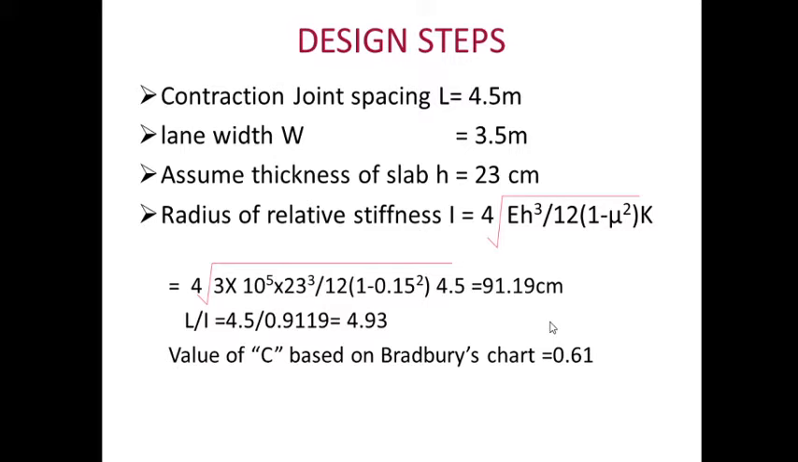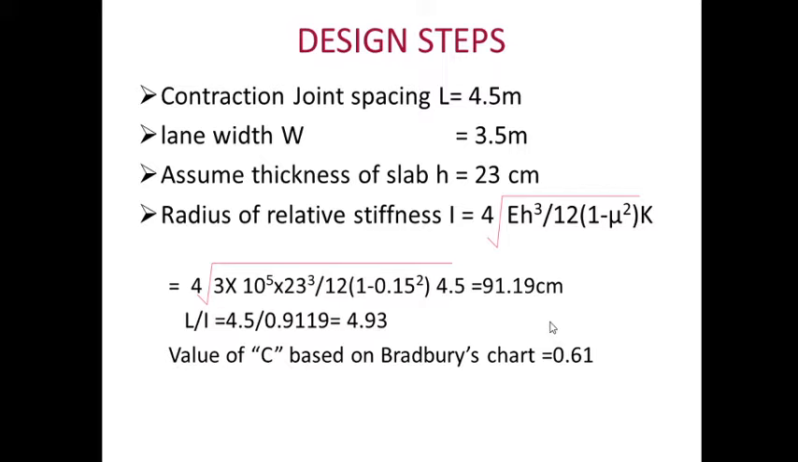Normally we assume the length of contraction joint spacing L is 4.5 meter and lane width W is 3.5 meter. If it is a single lane, the width of carriageway is 3.5 meter, whereas if it is a two lane, the width of carriageway is 7 or 7.5 meter based on the curve. If it is an intermediate lane, the width of the carriageway is 5.5 meter. If it is multi-lane, the width is 3.5 meter for each lane. Then assume the thickness of the slab H is 23 centimeter.